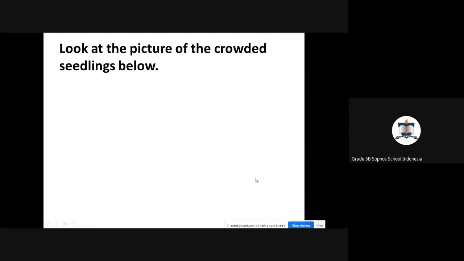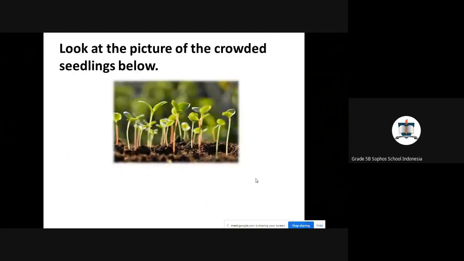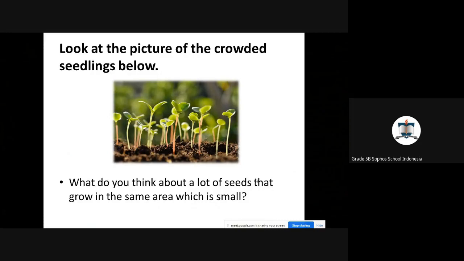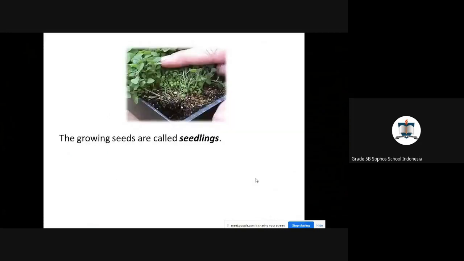Okay, so look at the picture of the crowded seedlings below. Here you can see that there are a lot of seedlings in a small area. What do you think about this? Yeah, the growing seeds are called seedlings, just like what you see in the pictures here. The seedlings actually need room to grow, but if you look at this picture, do they have enough room to grow?